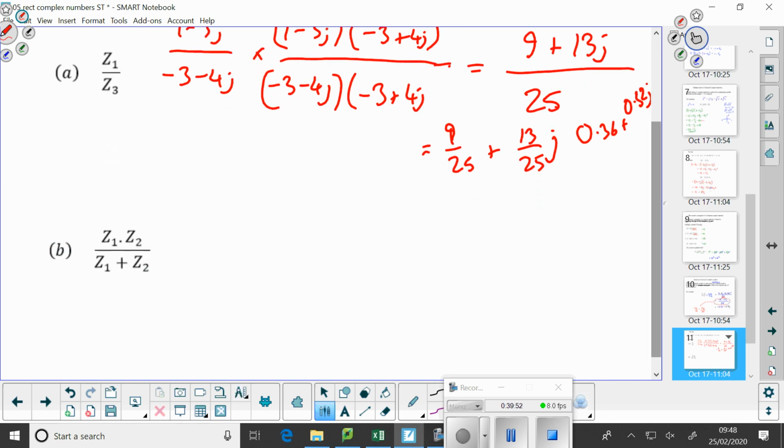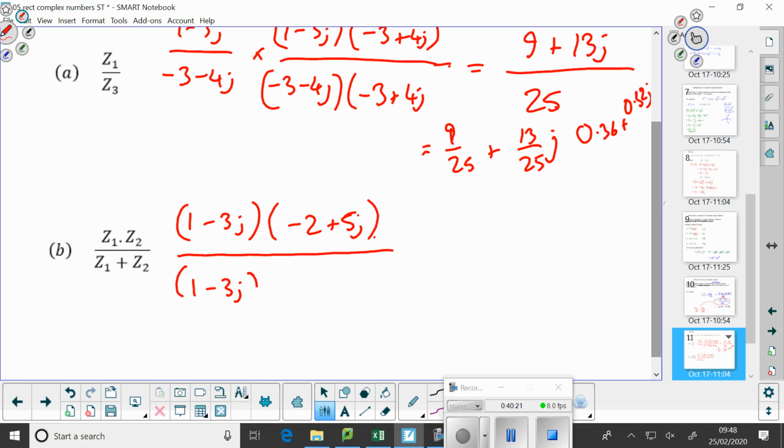So, how are we going to work the second one? If we write this out, we've got 1 minus 3j, and we're going to multiply that by minus 2 plus 5j. And then the denominator is those two added together: 1 minus 3j plus minus 2 plus 5j.